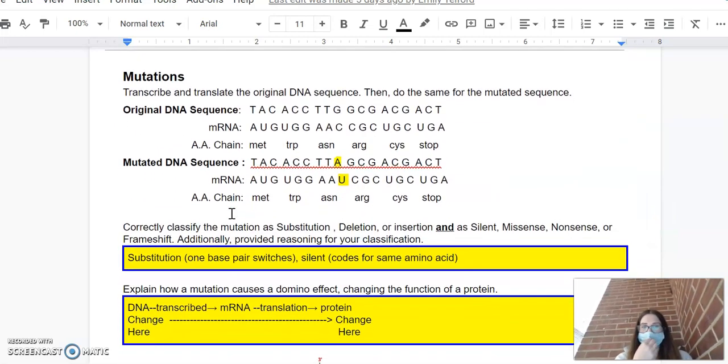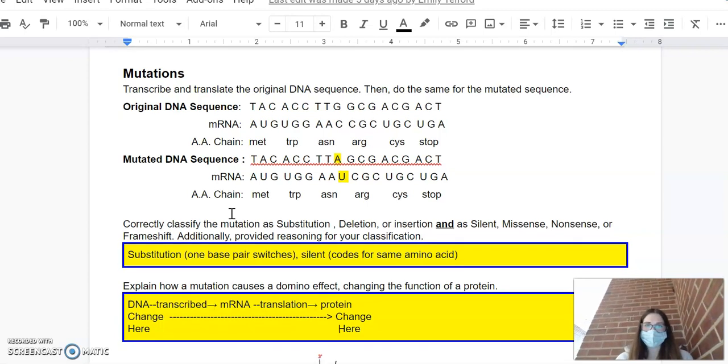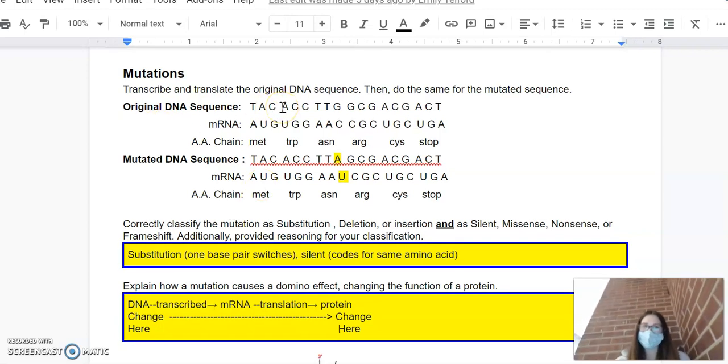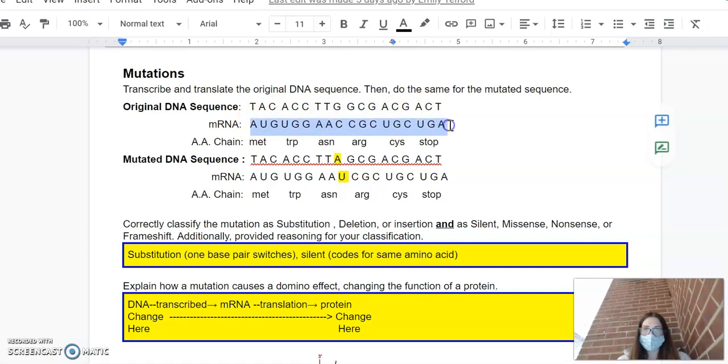Okay, and part 2. The second standard is all about mutations. You will have to transcribe and translate an original sequence and then a mutated sequence. So you can check your answers here with me. Here's my original DNA strand. Here's my mRNA that I transcribed, and my 6 amino acids that I translated.